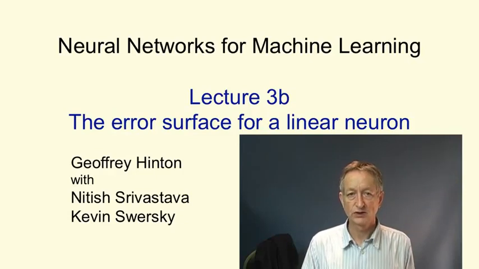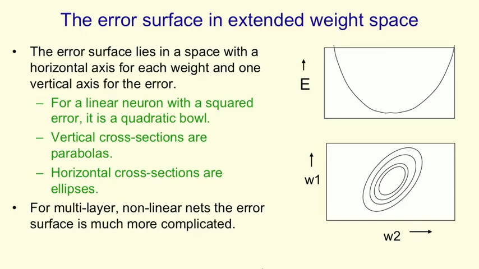In this video, we're going to look at the error surface for a linear neuron. By understanding the shape of this error surface, we can understand a lot about what happens as a linear neuron is learning. We can get a nice geometrical understanding of what's happening when we learn the weights of a linear neuron by considering a space that's very like the weight space that we use to understand perceptrons, but it has one extra dimension. So we imagine a space in which all the horizontal dimensions correspond to the weights, and there's one vertical dimension that corresponds to the error.